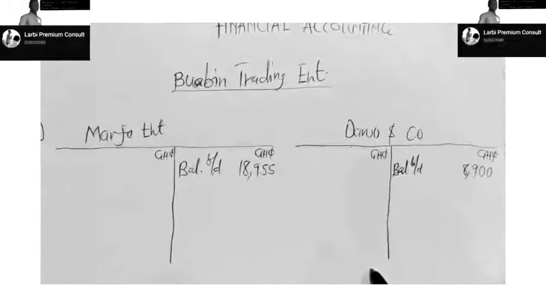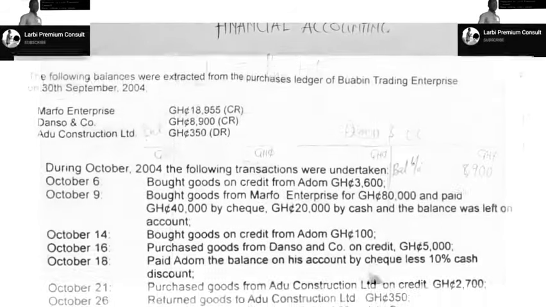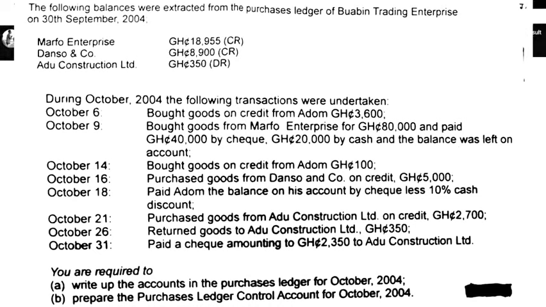But in transaction 6, as you can see, they said October 6, bought goods on credit from Adom. We haven't opened Adom's account yet, so we will come back to it and do that one. But now we have Marfo Enterprise. So let's check the next transaction. We come back to transaction 6, which is 6 October.